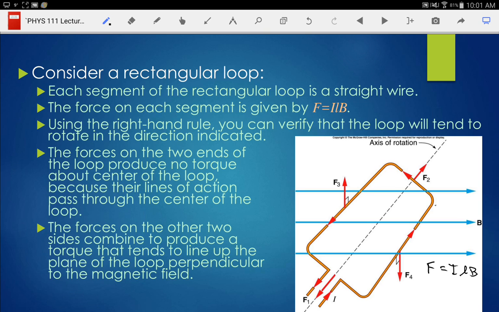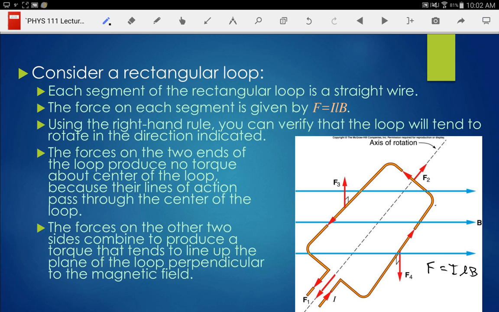Rotate your hand so your fingers can point in the direction of the magnetic field. And on this one here, okay, got to be like this. The thumb points like that. And so the force is actually trying to stretch the loop. That's not going to make it rotate. It's not going to give you a torque, because the force has to be perpendicular to the radius, and that's not perpendicular to the radius.